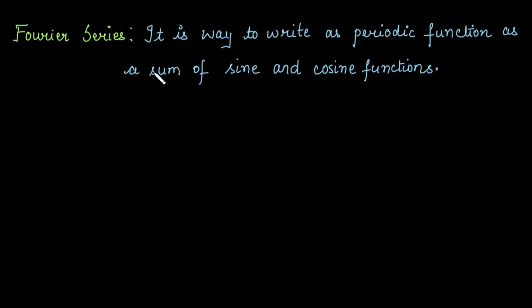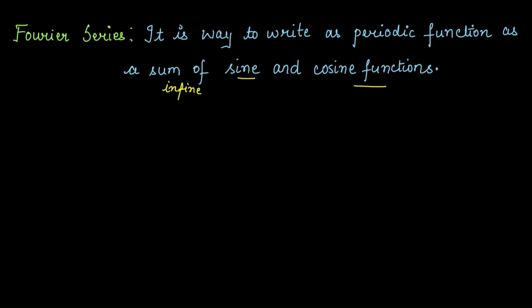Beginning with the Fourier series, basically a Fourier series is a way to write a periodic function in terms of sine and cosine. So if we have any periodic function, we can express that periodic function as a sum of sine and cosine functions. And that sum is basically an infinite sum of sine and cosine.